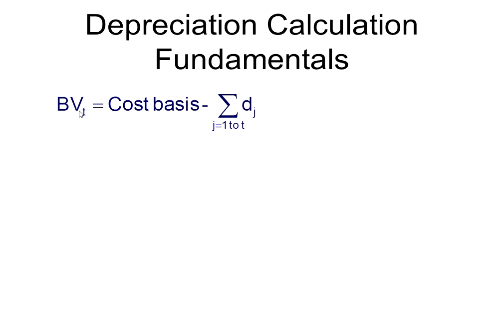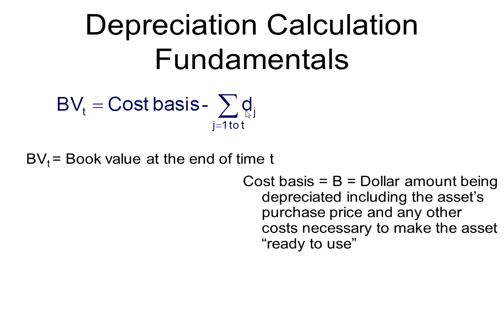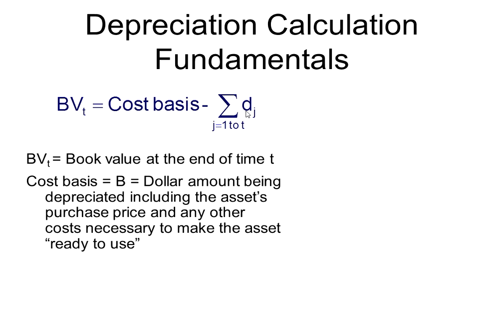So the book value of the asset at time t is the cost basis minus the sum of all depreciation amounts through the years from 1 to t. Again, BVt denotes the book value at the end of time t, and cost basis, also denoted by B, is the dollar amount being depreciated, including the asset's purchase price and any other cost necessary to make the asset ready to use.